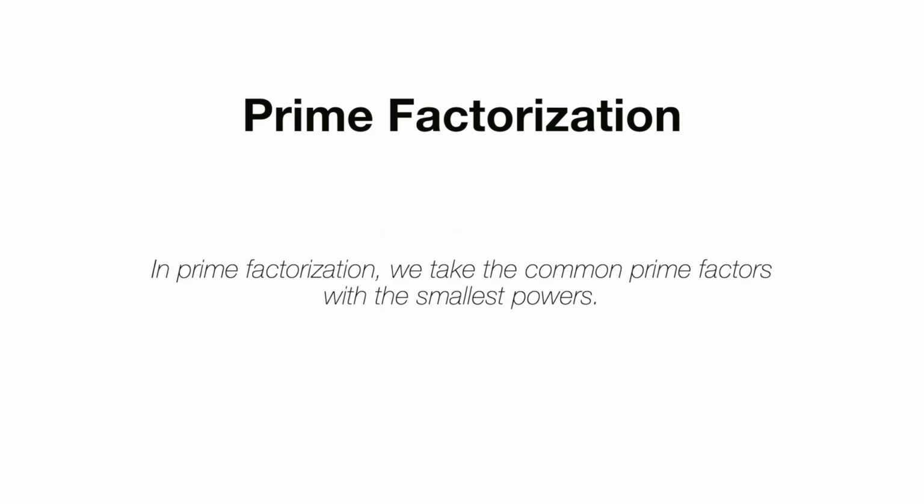In prime factorization, we take the common prime factors with the smallest powers. We are building a number that fits inside all 3 numbers. So we can only use what every number has in common. We take the smallest power because that is the most each number can share.